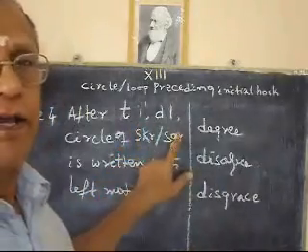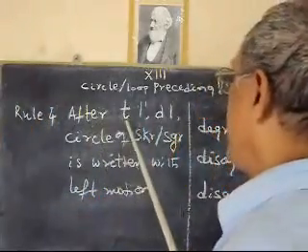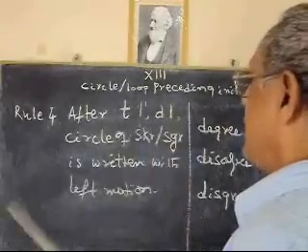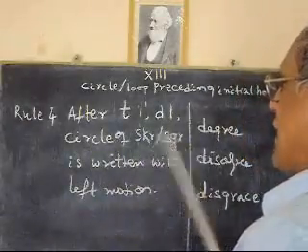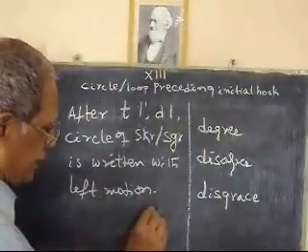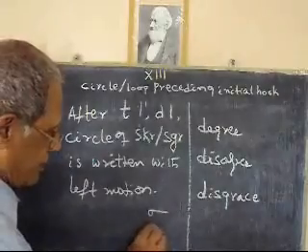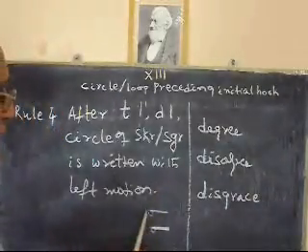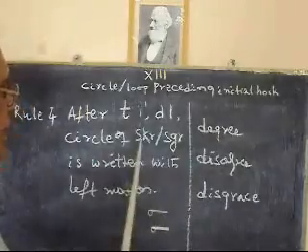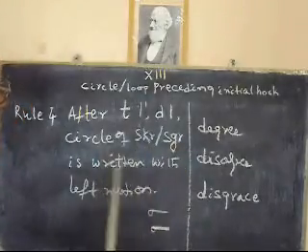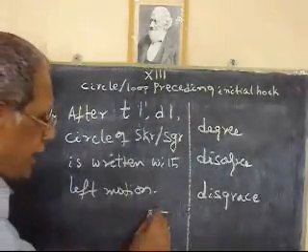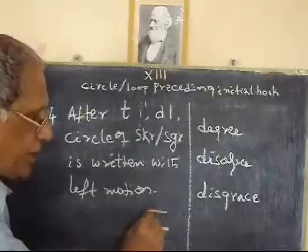After T or D, the circle of S-K-R or S-G-R. How do you find the circle? Like this. Skar or sgar. Circle is written with left motion. Now how are you writing? What is this portion? Right motion.